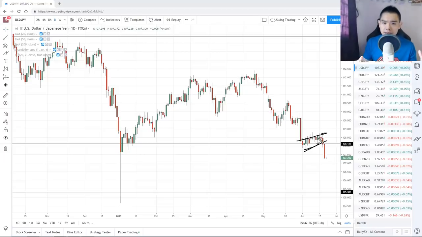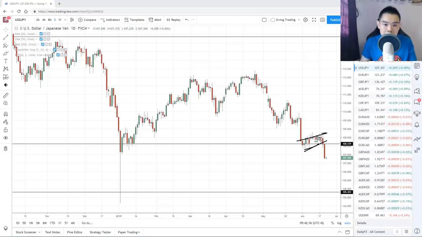So this tells me that the buyers, I don't think they're in control. Because if they are in control, the reversal candle should be pretty large and the price should move away from support relatively quickly. Because if you think about this, if there is a demand at a certain price level, the price won't be hovering at that level for too long. It will move away quickly. That tells you that there is strong demand.